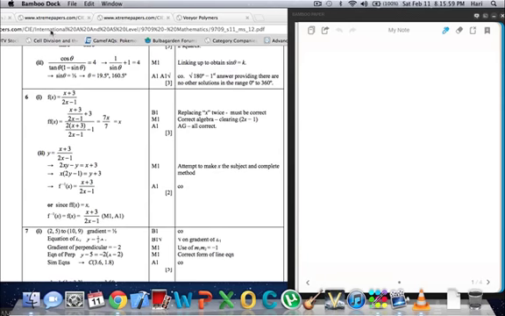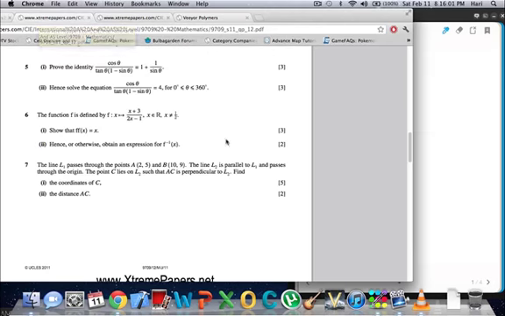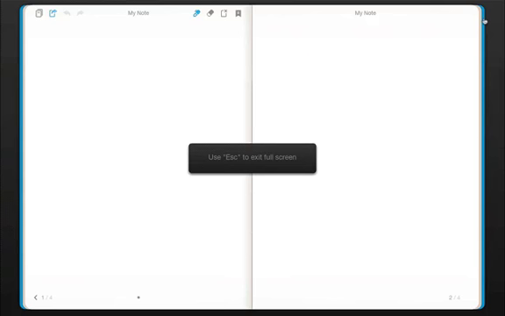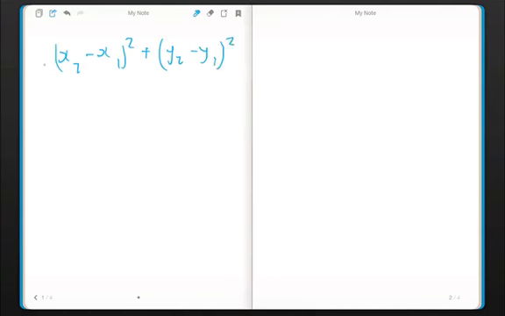Now let's go to part 2 of this problem. It's asking for the distance of AC. Now we know that the distance formula is basically x2 minus x1 the whole squared plus y2 minus y1 the whole squared. I hope you can read this. Root of that is the distance formula.